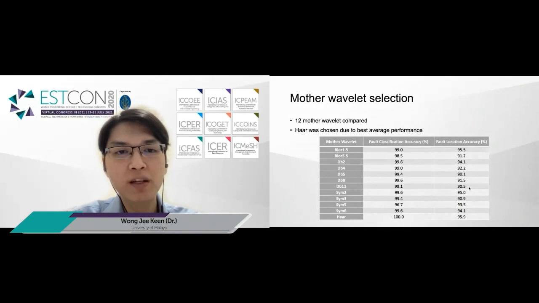So for the mother wavelet selection in the feature extraction, we have tested 12 different mother wavelets. And for this one, we did a lot of trial and error by comparing the accuracy of all the classifiers. Overall, it seems that the HA mother wavelet has achieved the best accuracy for fault classification as well as fault location. So that was chosen to be the benchmark. In the upcoming slides, the comparison will be using the HA wavelet.